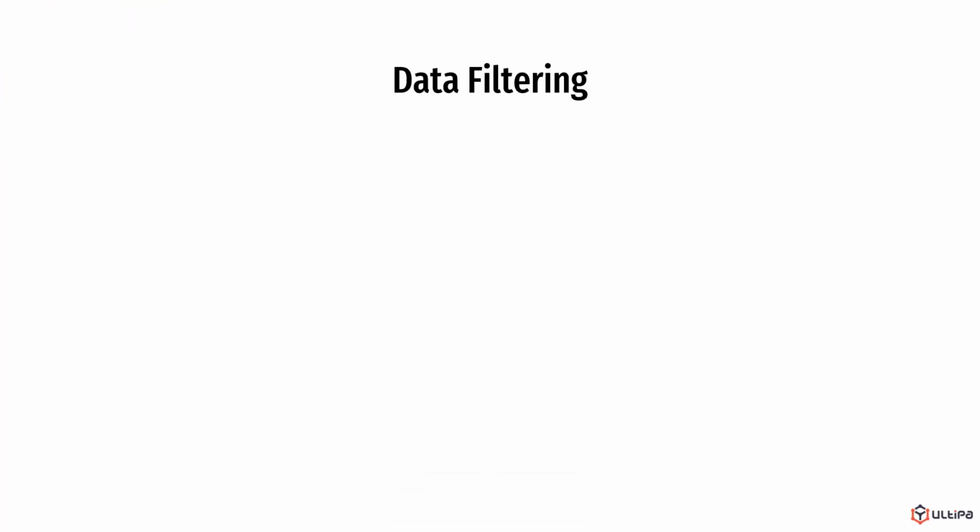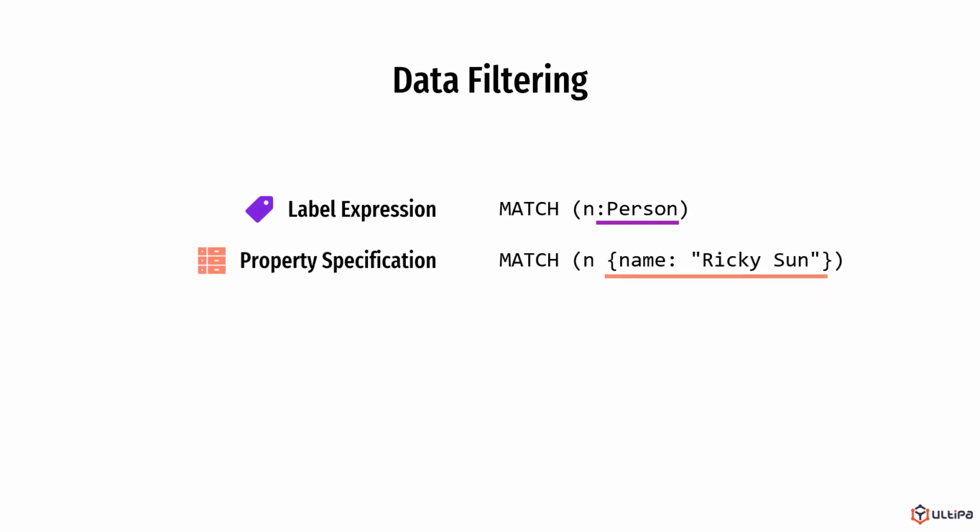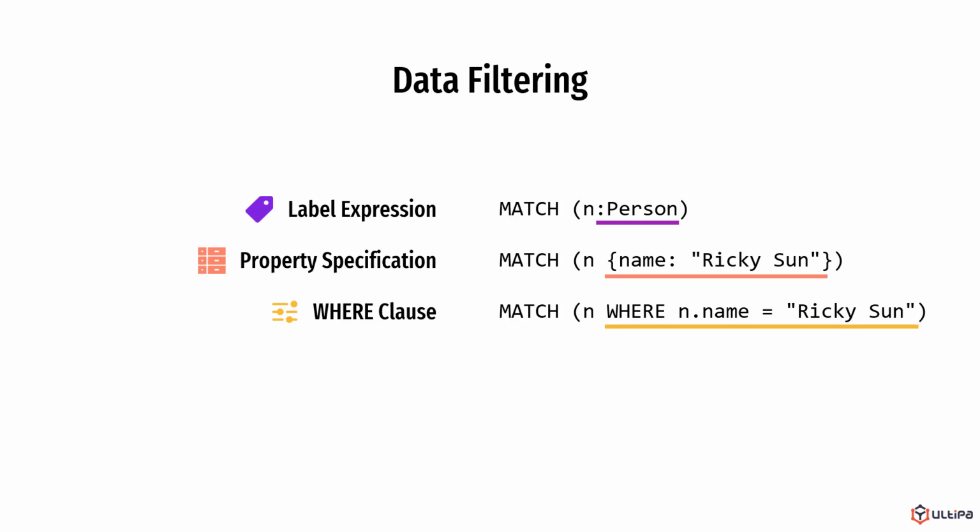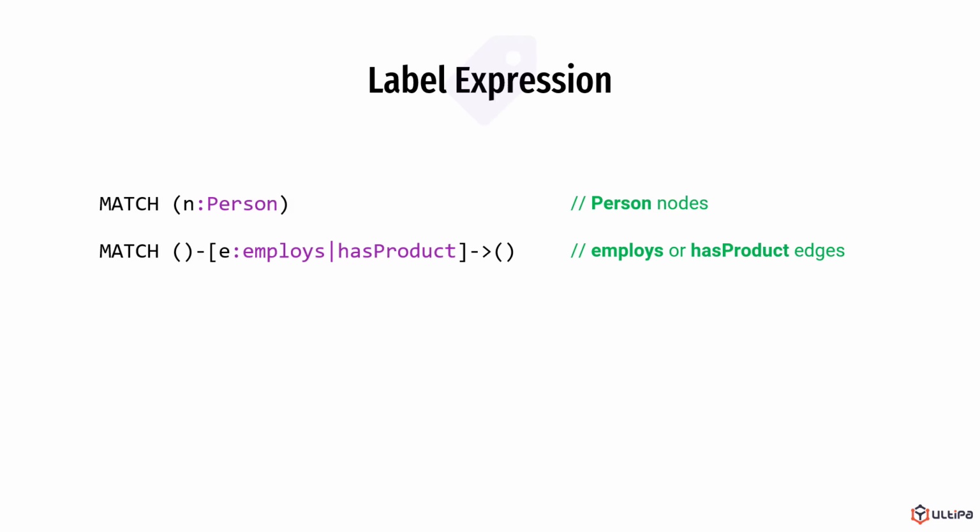Filtering is essential for retrieving relevant data in queries. We've covered label expression, property specification, and the where clause for setting conditions. In this lesson, we'll explore them further. A label expression can specify one or multiple labels.